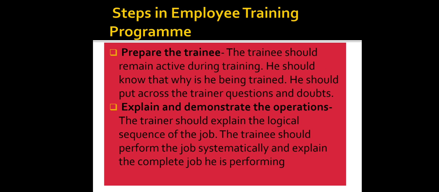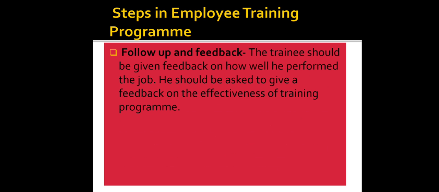Then the last step is follow up and feedback. The trainee should be given feedback on how well he performed the job. Whatever job he was told to perform in the whole process, the way he has performed, he should be given feedback on that. He should also be asked to give feedback on the effectiveness of the training program. Whatever training has been given to the trainee, को जो training दी जा रही है, तो trainee भी उसका feedback दे that what sort of training he had been given and was it effective for him or not. So follow up and feedback is the last step of the employee training program.